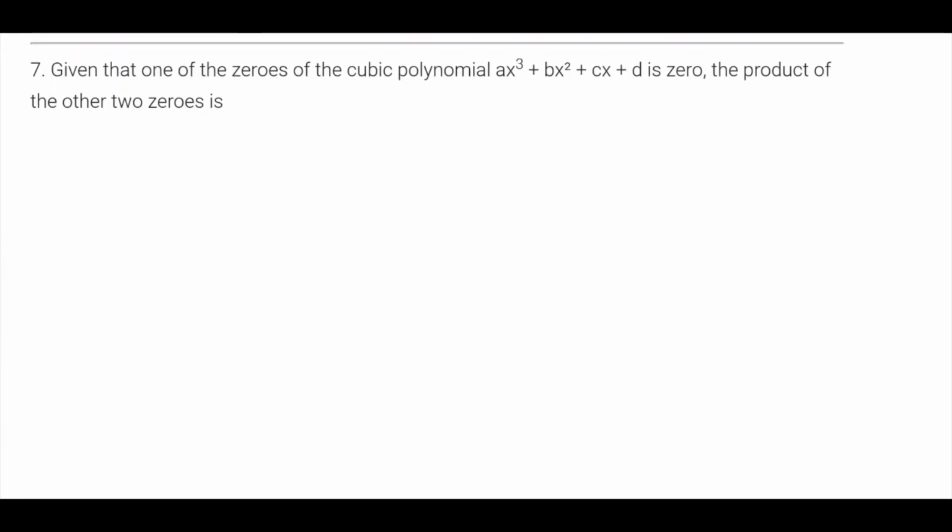Next question number 7. Given that one of the zeros of the cubic polynomial is 0, the product of the other two zeros is. So given alpha equals 0, we need to find beta into gamma.